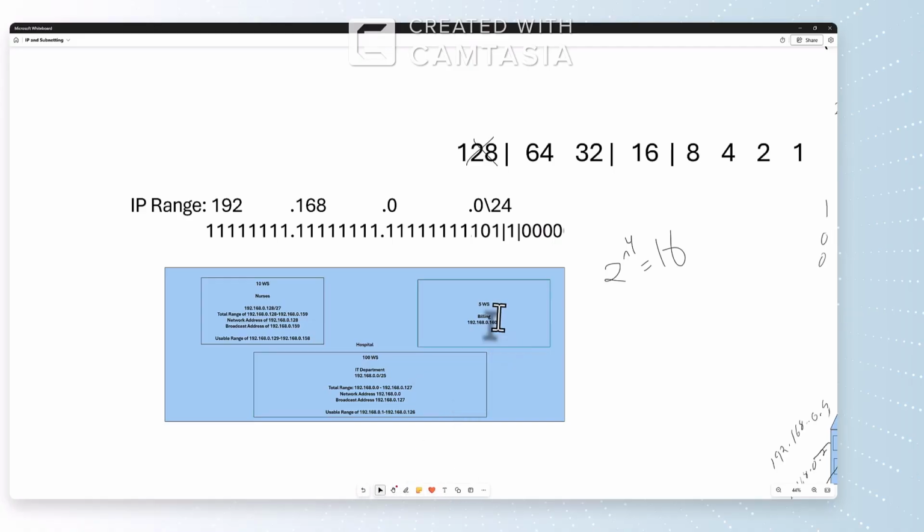So we will go ahead and we'll just add in all of our information here. We know we're starting here. We have a slash 28. Our first number is going to be 0.160. And our ending number is going to be 16 more. Remember, 160 counts as a number. So in this case, 175 is going to be our total range. So let me just write in total range.